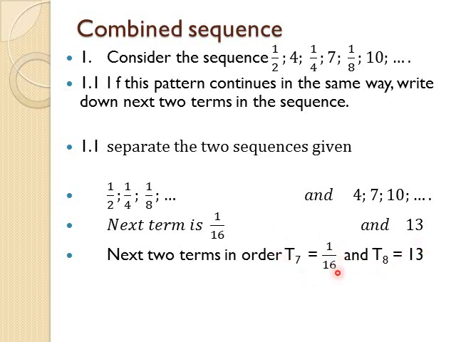Sometimes the order changes and this value can be smaller or bigger than the value before that. So be very careful. There we got the next 2 terms. That's the basic question for 2 marks.